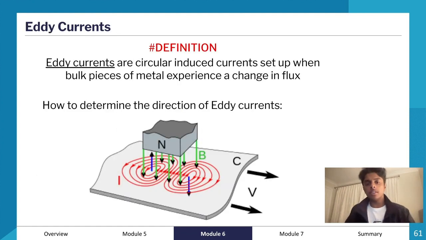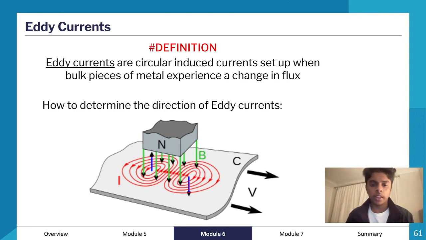So eddy currents, what are they? Well, eddy currents are circular induced currents set up when bulk pieces of metal experience a change in flux. How would you determine the direction of these eddy currents? Well, these eddy currents will act to oppose the initial change in flux, following Lenz's law.